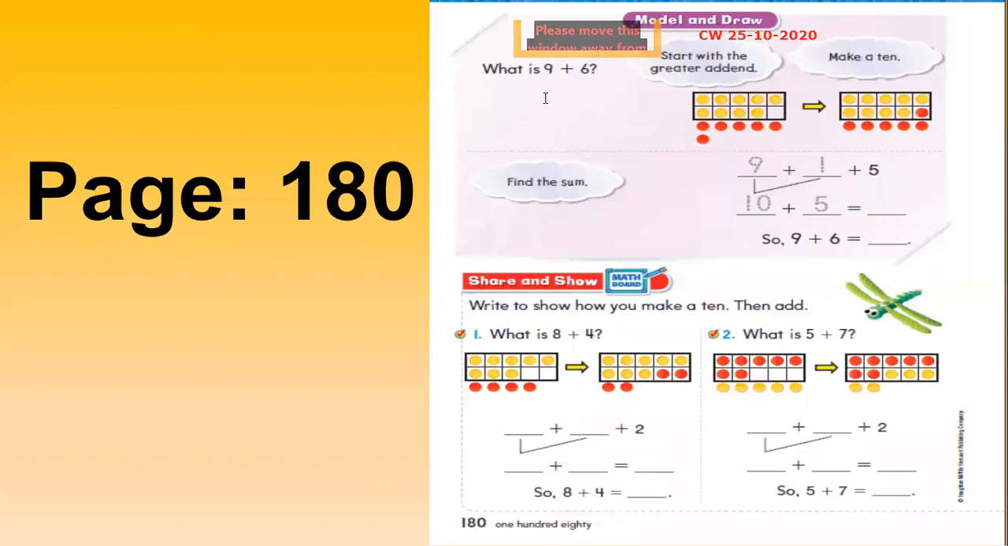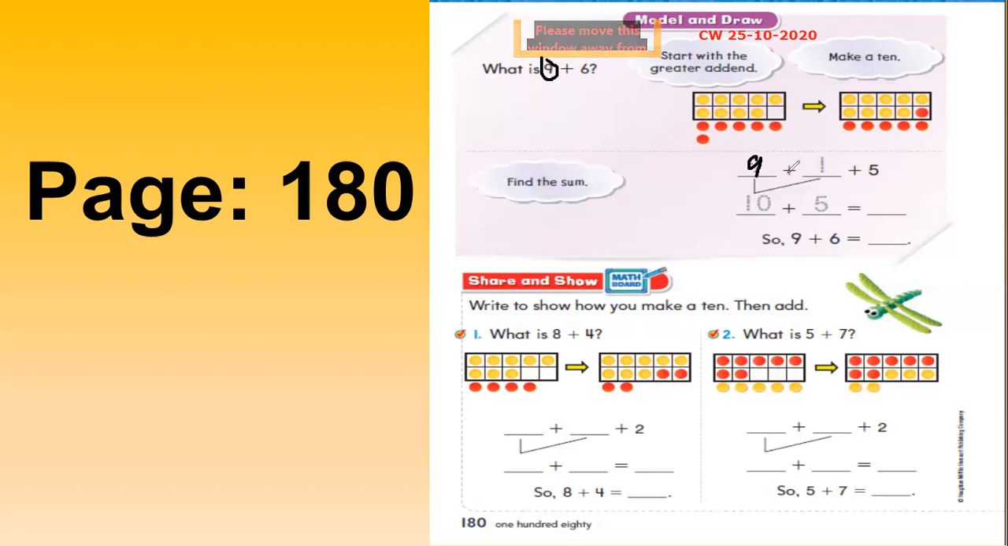Now in the book we have what is 9 plus 6. So we are going to find what is 9 plus 6. So now first we are going to start with the greater addend. So we are going to take the greater addend. So which is the greater number here? 9 plus 6. So which is greater here? So 9 is greater. So look, we got 9 first. And also inside the 10 frame, we have the 9 counters.